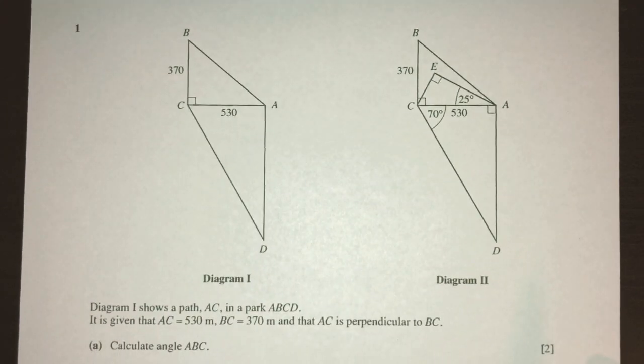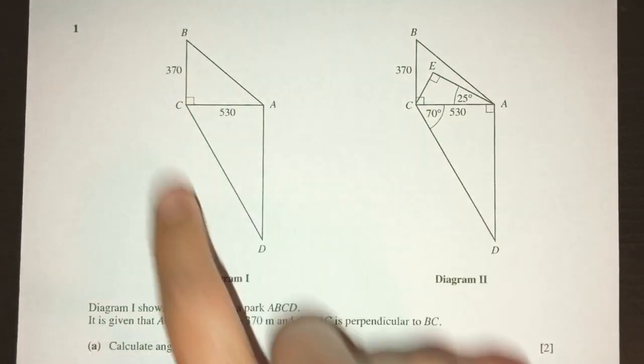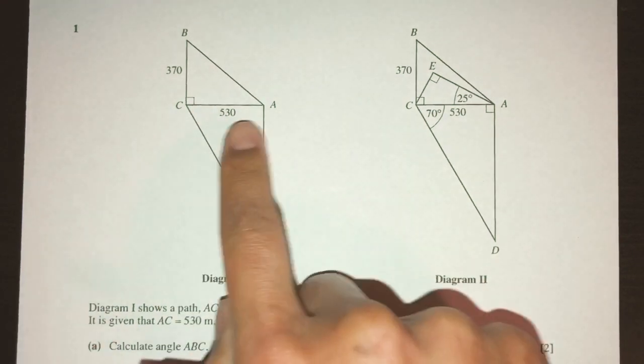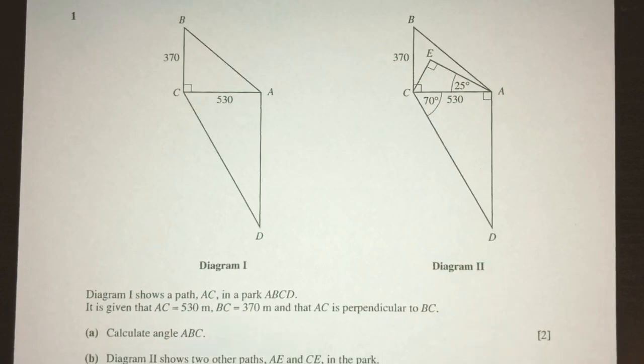So first question, diagram 1 shows a path AC in a park ABCD. So ABCD is a park and we have a path AC here. Now AC is 530, BC is 370, and we know that AC is perpendicular to BC. Question number 1, we have to calculate the angle ABC.